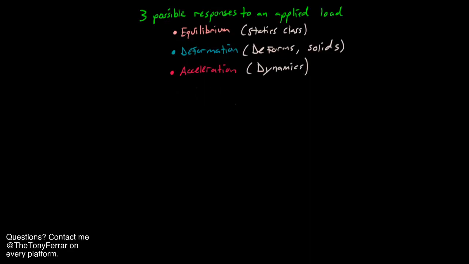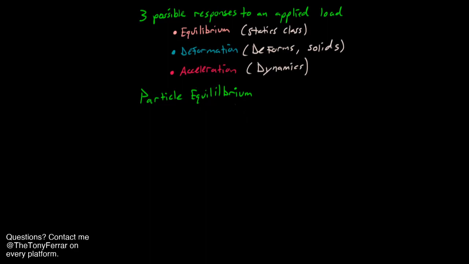Of the three possible responses to an applied load, we're most interested in equilibrium. So for now, let's go even further in restricting our attention to only looking at particles. So we're going to look at particle equilibrium. Remember, the difference between a particle and a rigid body is that particles can't experience moments. They don't have any extent, and so forces can't be applied at a distance to cause a torque.